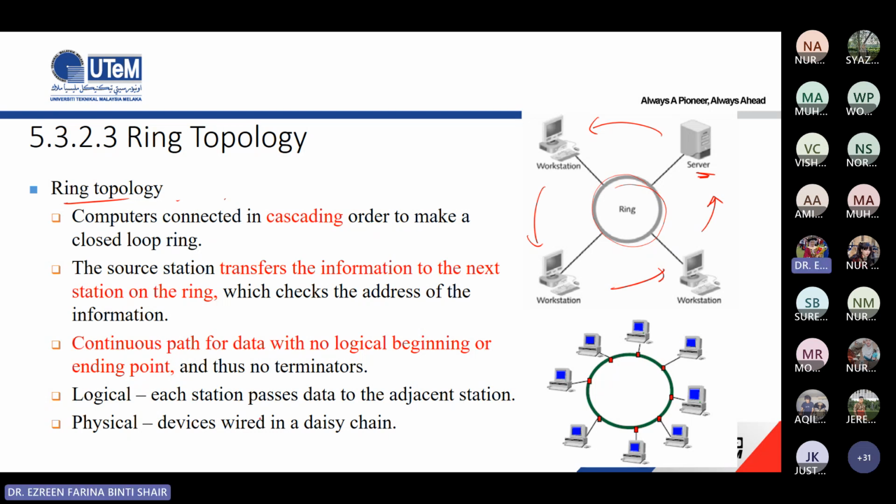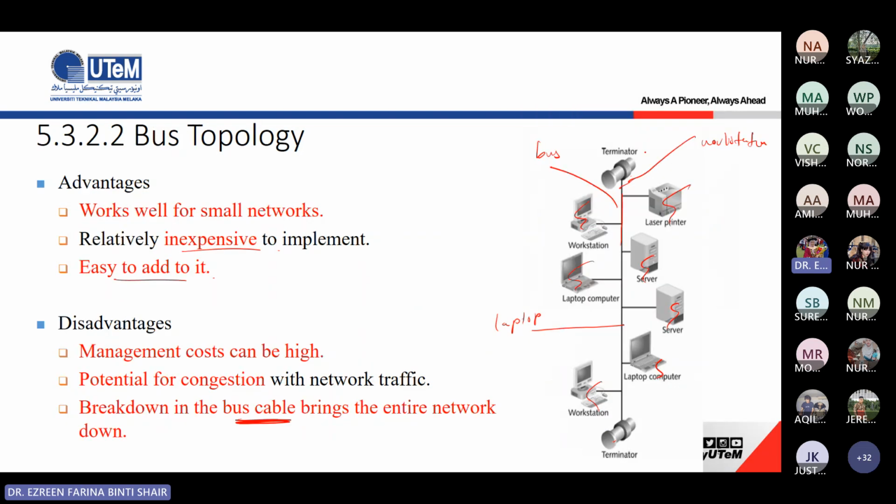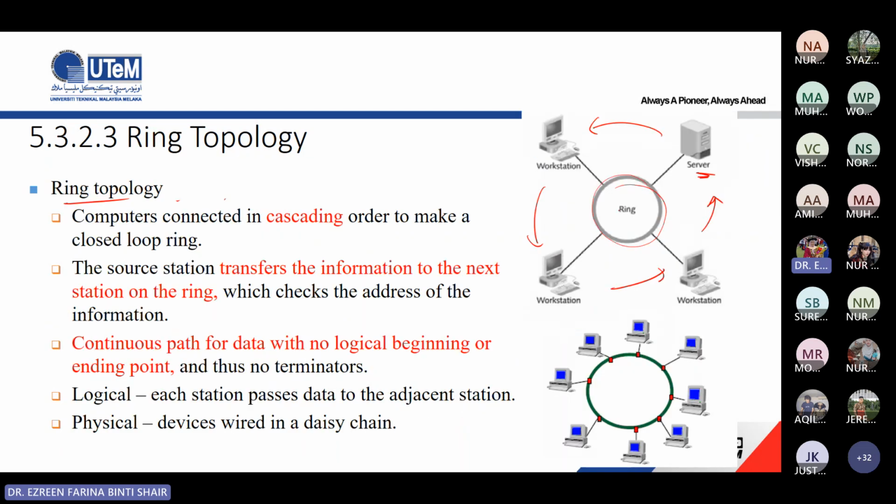So there's a continuous path for data with no logical beginning or ending. Since it's a closed loop, there's no beginning, no ending, and no terminators. So it differs from the bus topology. In the bus topology, you have the beginning and also the end. For the ring, you don't have the beginning and the end. It is a closed loop.